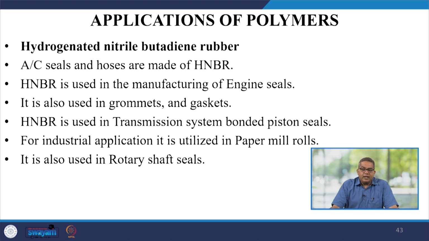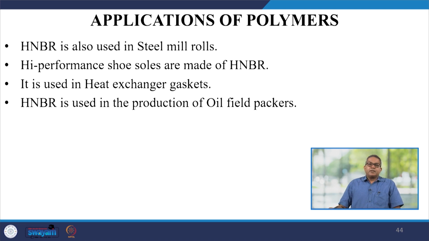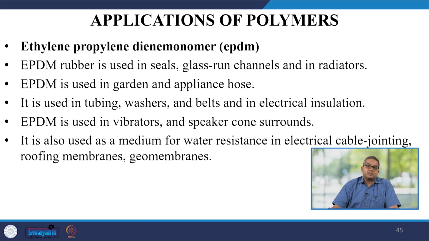Hydrogenated nitrile butadiene rubber, HNBR: AC seals, hoses, some of the engine seals, grommets and gaskets are also made of this hydrogenated nitrile butadiene rubber. Now this HNBR is used in transmission system bonded piston seals. For industrial applications, it is utilized in paper mill rolls. It is also used in rotary shaft seals. HNBR is also used in steel mill rolls. This is for high performance shoes whenever required; they are made of HNBR. Also used in heat exchanger gaskets and in the production of oilfield packers.